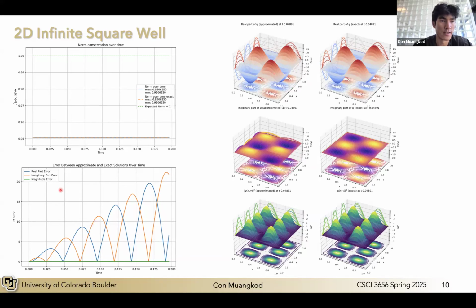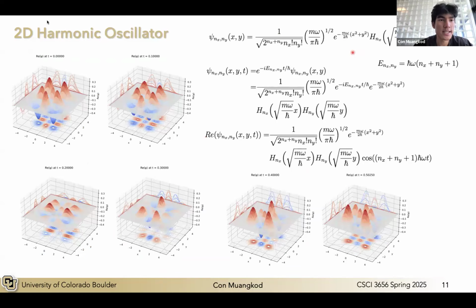And if we look into the error difference between the exact solution and the approximated solution, again we see the oscillation in error between the real part and the imaginary part, which matches up with what we saw before in the 1D case. And lastly, the 2D harmonic oscillator.